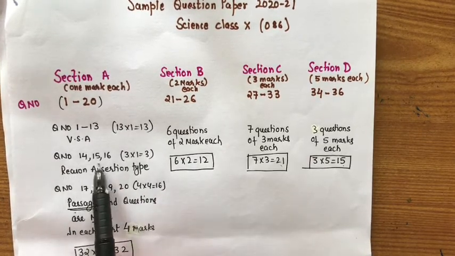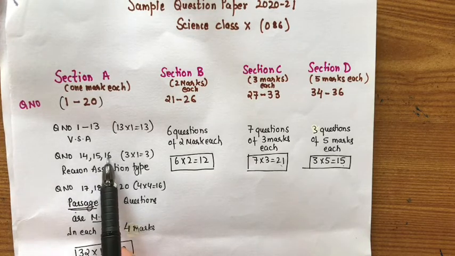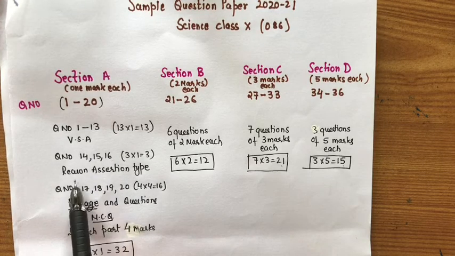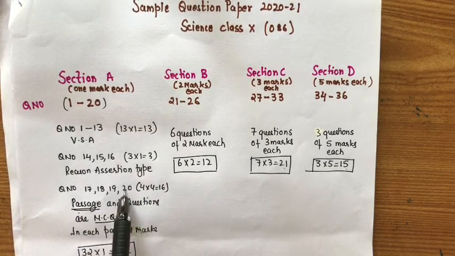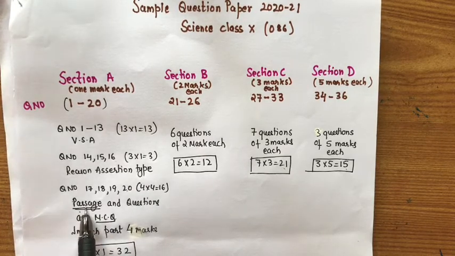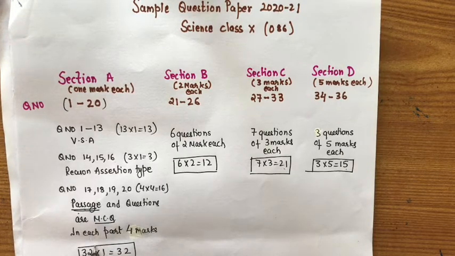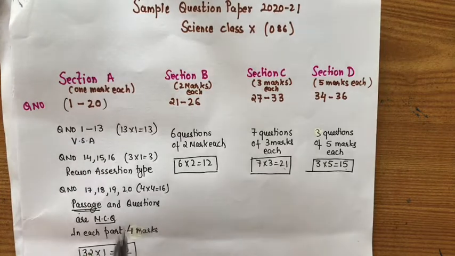Then we have reason assertion type. Question numbers 14, 15, 16 are of reason assertion type. And question numbers 17, 18, 19, 20, means 4 questions, are to be answered after reading a passage, right? The question pattern in that is MCQ, means you will read a passage and then you will answer the questions which are in the form of MCQ based on that passage.